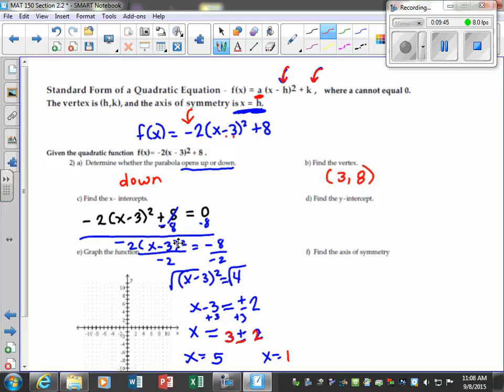Now the x-intercepts are where our graph crosses the x-axis. We're going to go back and put all this stuff together and graph our function at the very end. Okay, we said we find the x-intercepts by letting y equal 0. When we find the y-intercept, we're going to let x equal 0 and solve.